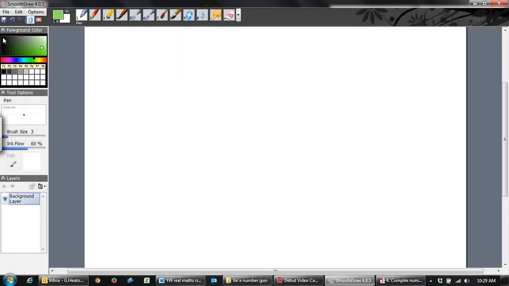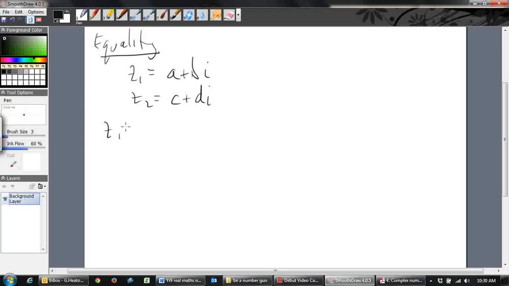Okay, awesome. Let's just look at equality. When do we have two complex numbers equal? Well, if you have z1 as a + bi, very messy today, and z2 as c + di, then z1 is equal to z2 if and only if the real parts are the same, so a is equal to c, and the imaginary parts are the same, so b is equal to d. That's the only time those two numbers can be equal.